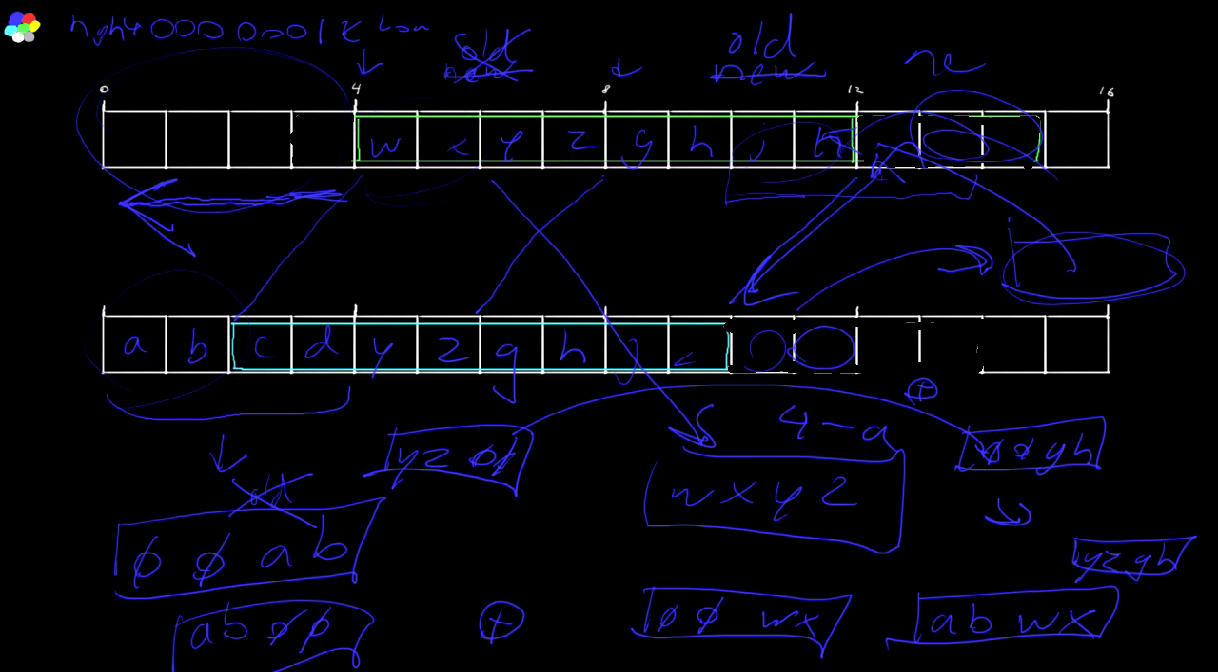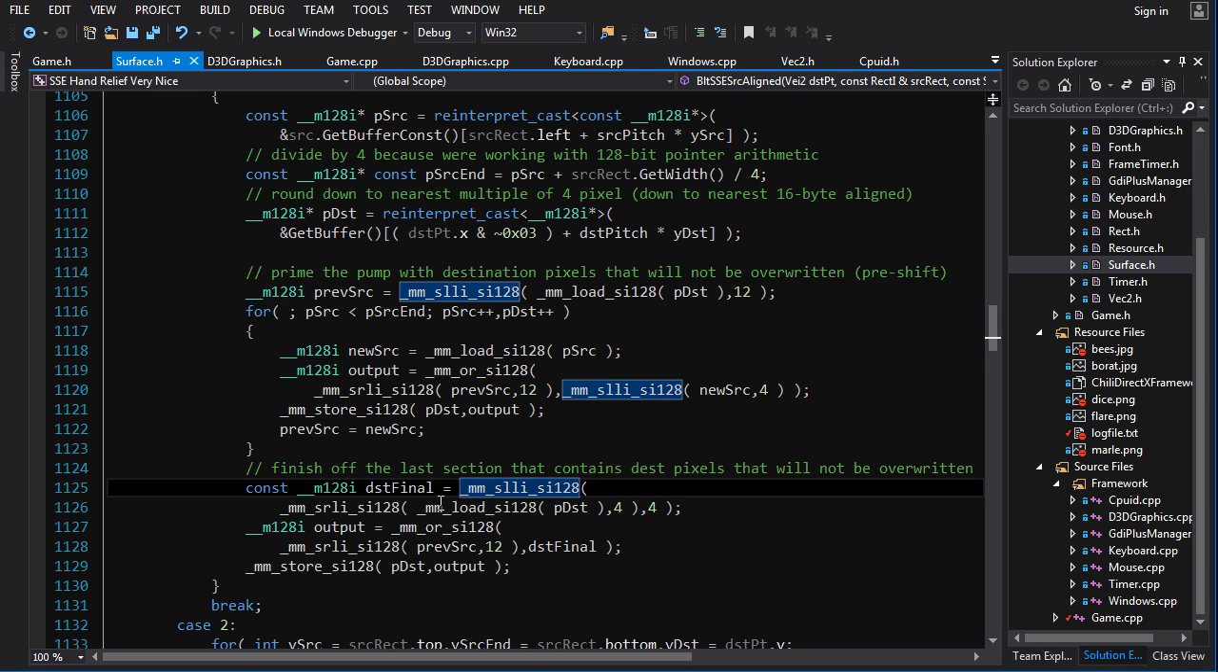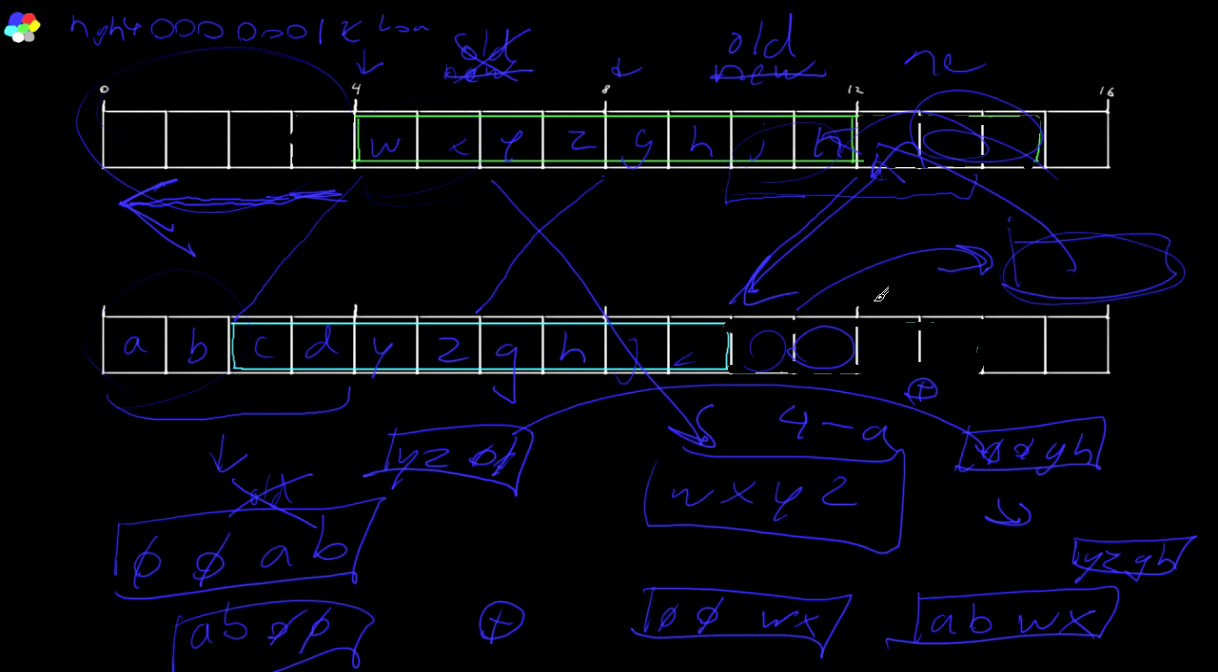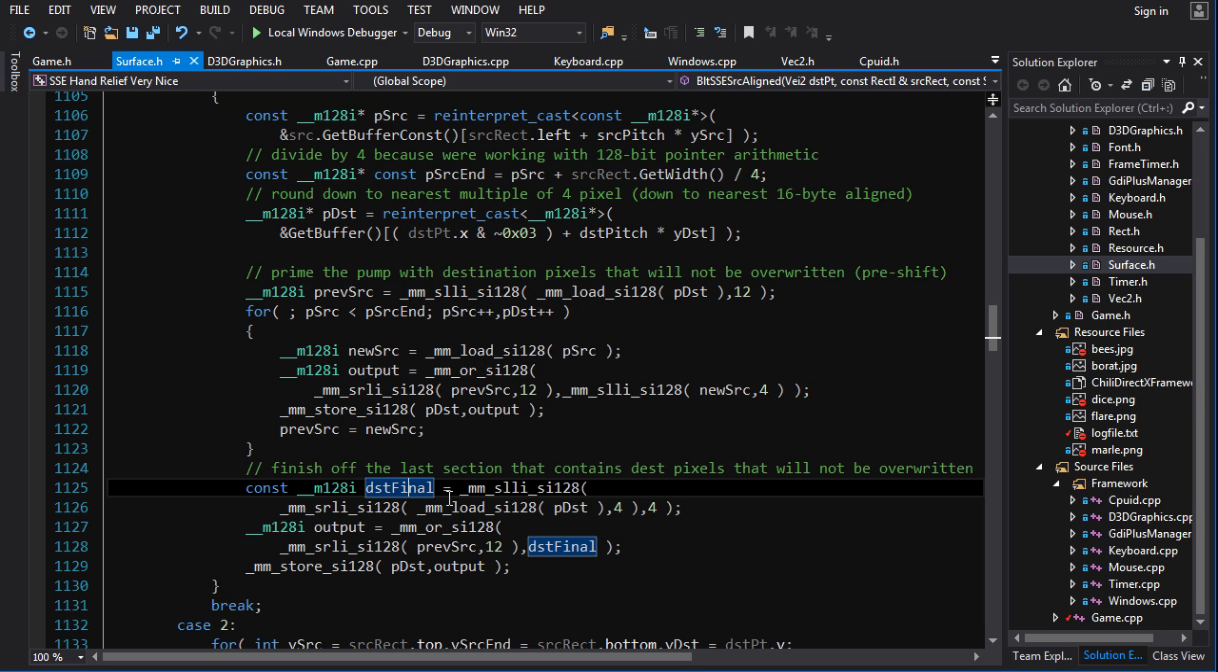And what we're doing then is we're going to combine that previous source with the pixels that are here to get the final block to be stored. And that is done basically like this. We have to load the destination pixels, and then we shift right, and then we shift left.